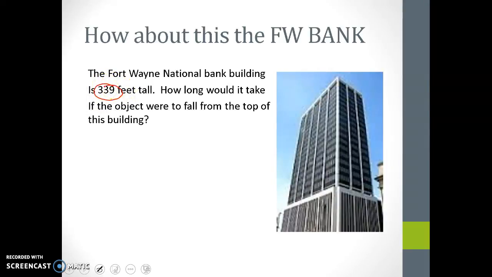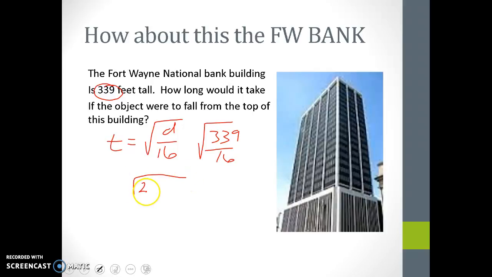If we use the same formula, remember the formula is the time equals the square root of the distance divided by 16. So if we plug 339 in here, we're going to have 339 divided by 16. There are actually a couple of ways I could have done this. I could have taken the square root of 339 over the square root of 16. But I'm going to do it the same way we did it last time. I'm going to take 339 divided by 16, and that gives us 21.1875.